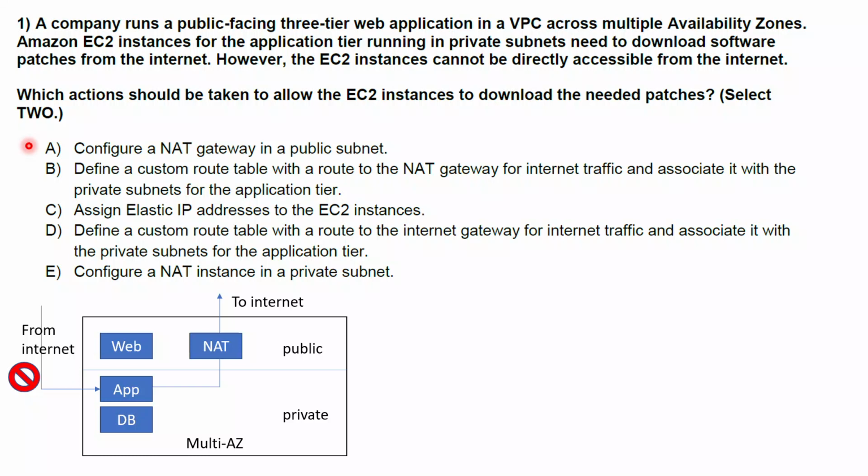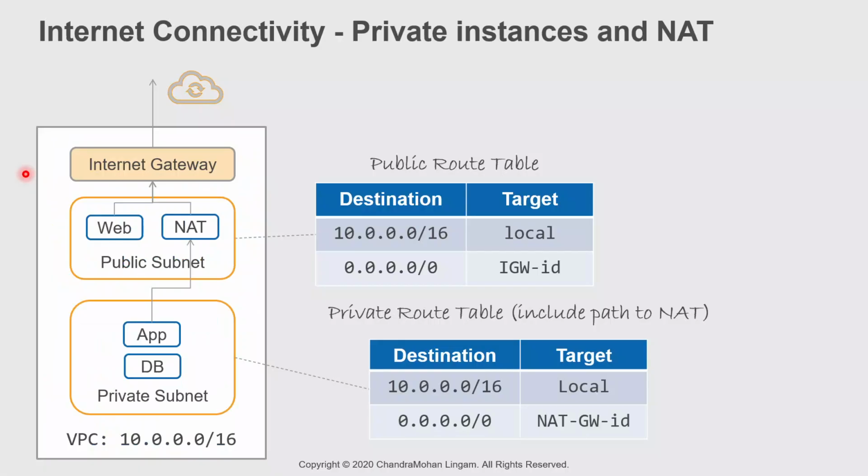Let's look at choice A, configure NAT gateway in the public subnet. This choice is valid. Now, choice B talks about a custom route table. Let me show you a visual from my Solutions Architect preparation course. I've shared the link to the material in the video description.